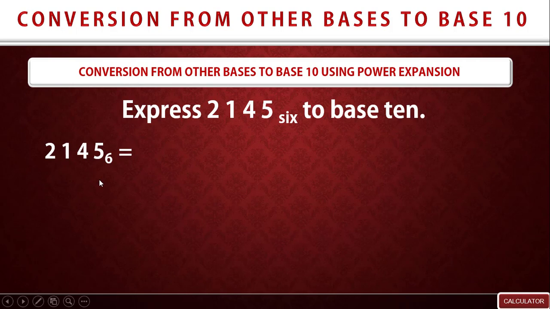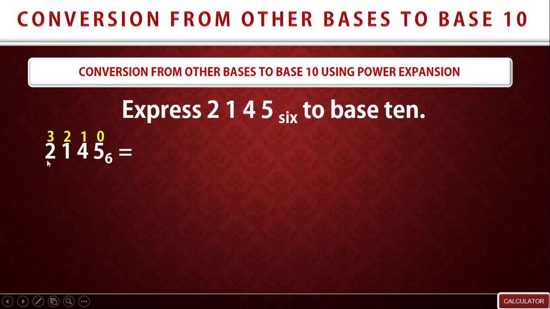So which one is the last digit here in this number? The last digit is this 5. That means our power will start from this 5, so we take it from our right hand side to the left hand side, and we have 0, 1, 2, 3. You get that? Okay.